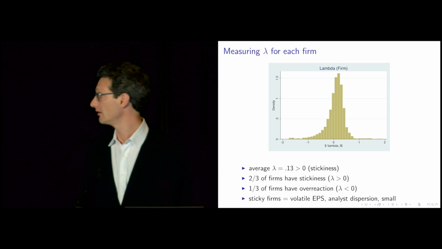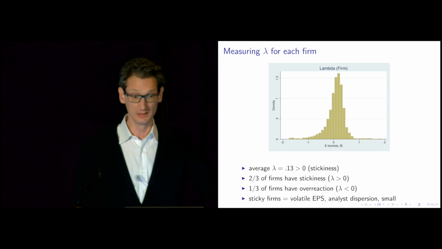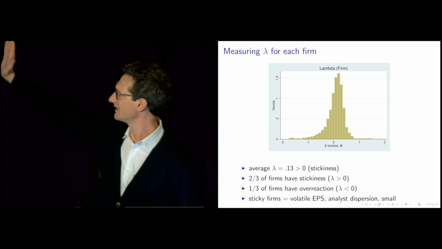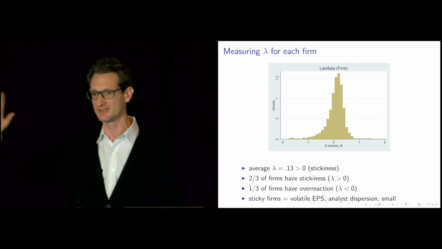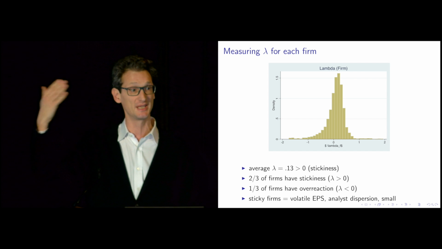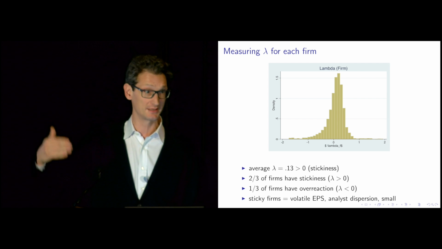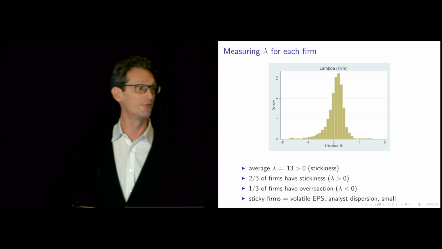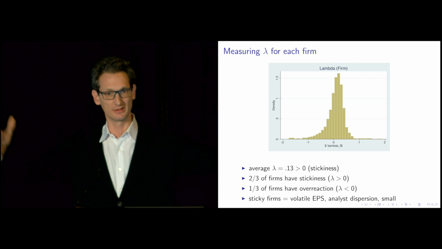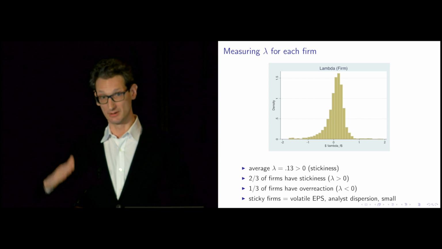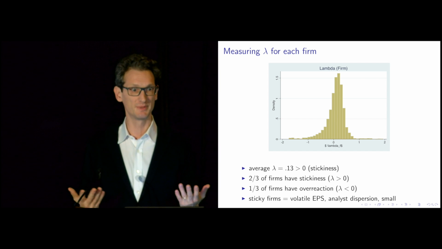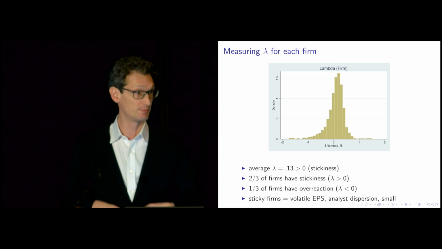You would get a distribution of lambda that is skewed, I don't know in which direction, but at least there are more positive lambdas than negative lambdas. Two thirds of the lambdas are positive, which means that for two thirds of the firms, analysts behave as if they are sticky, underreacting. For one third of the firms, lambda is negative, which means that analysts tend to overweight, on average, recent information. Forecast revisions tend to predict optimism instead of pessimism. But that's just for one third. So on average, lambda is positive. People are underreacting.